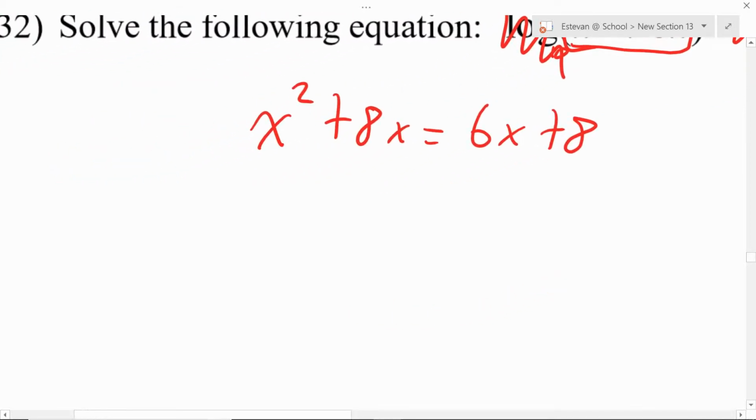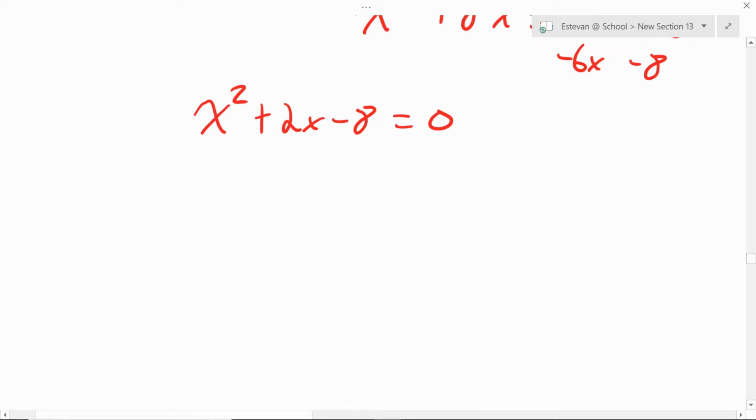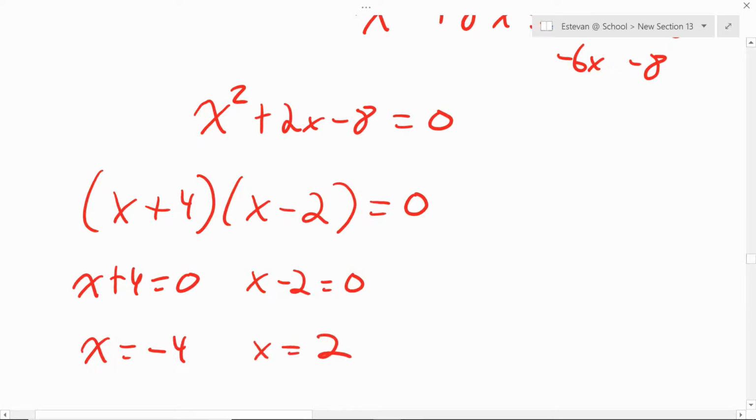And then we just solve for x. Subtract 6x, subtract 8 from both sides, leaving you with x squared plus 2x minus 8 is equal to 0. From here on out, to solve for x, we have to factor. So that leaves us with x plus 4 times x minus 2 is equal to 0. Set each factor equal to 0. So we have x plus 4 equals 0 and x minus 2 equals 0. x has to be negative 4 and x has to be 2.